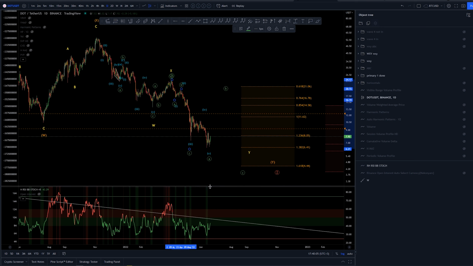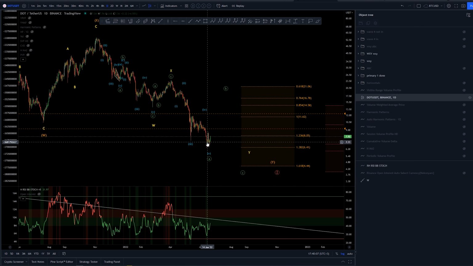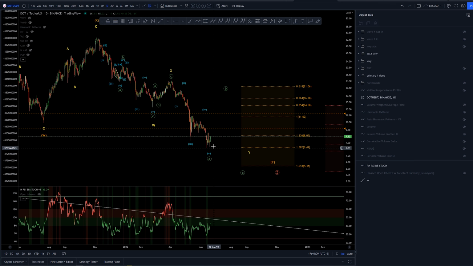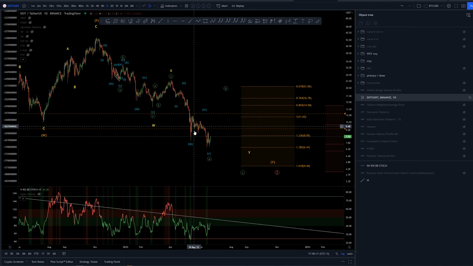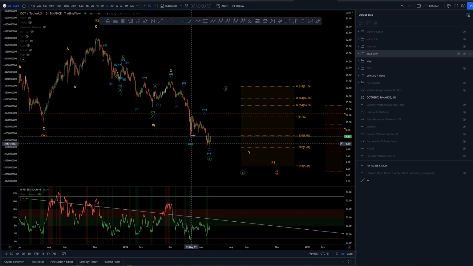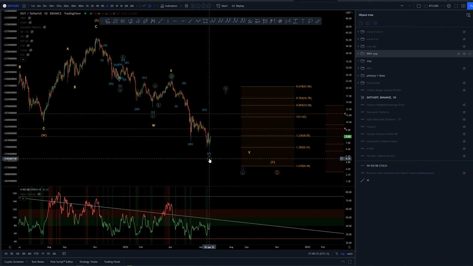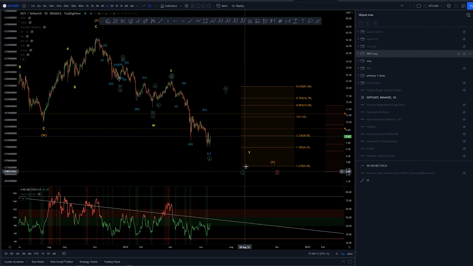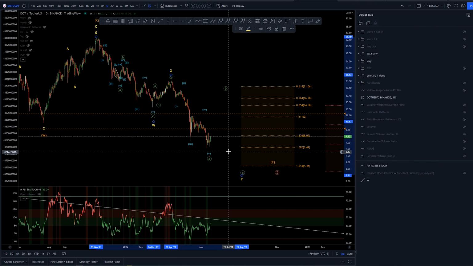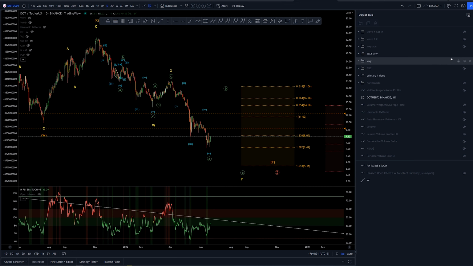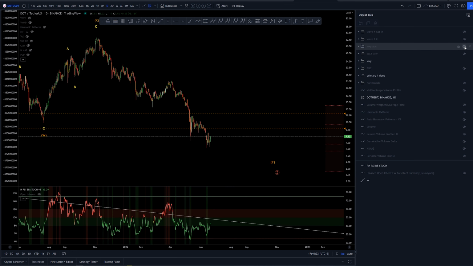The ABC here does not really fit, as we have already created new lows. At this point we would look at this as a 1, 2, 3, 4 and 5, looking for that A wave here, B wave and then C wave to complete the wave Y. I don't prefer this count, just a possibility.